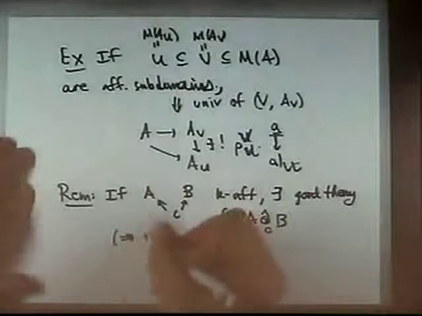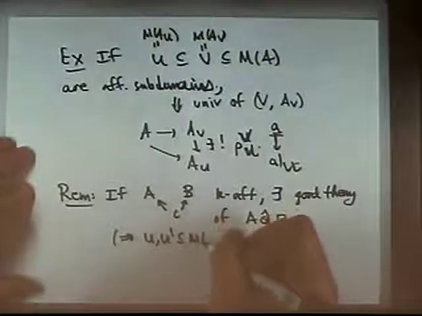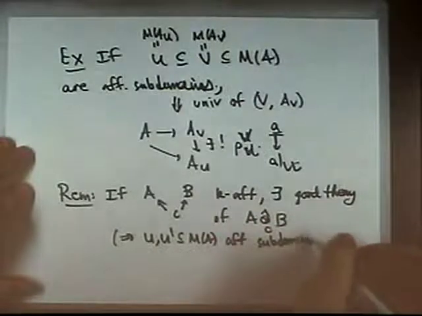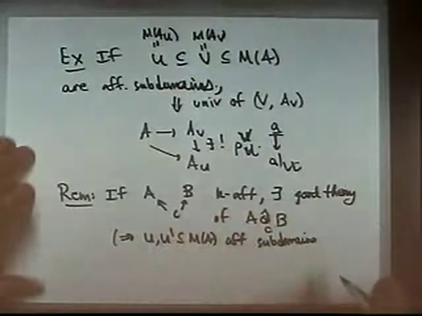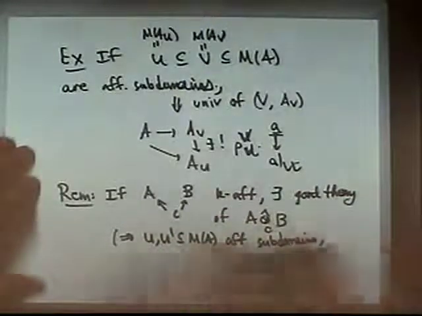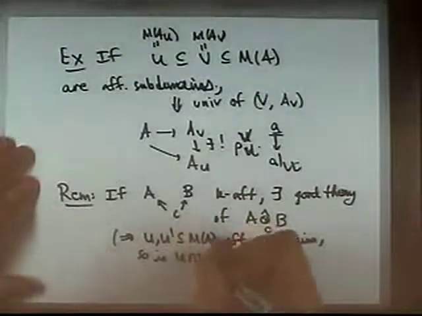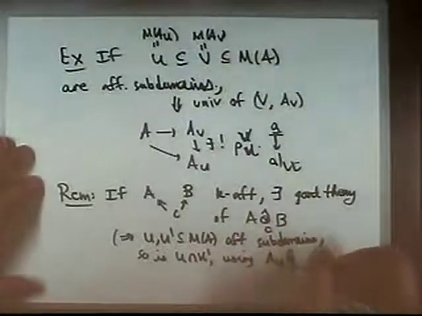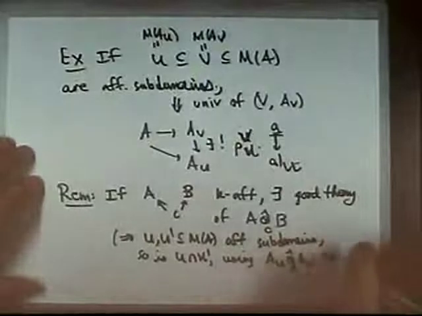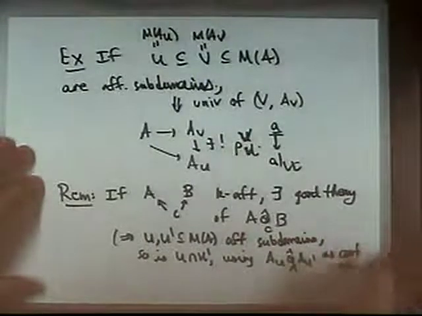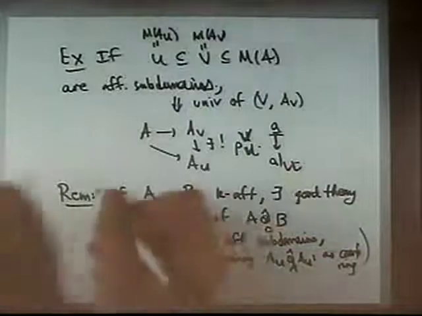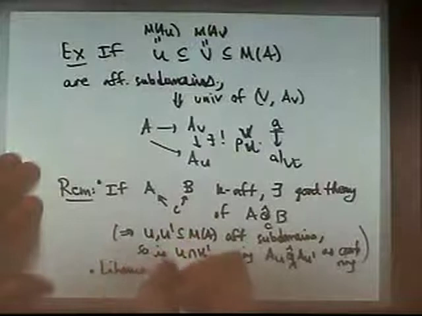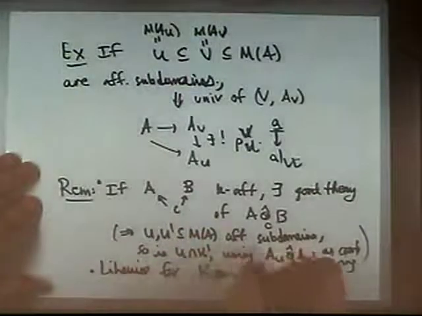This implies that if U and U' in M(A) are affinoid subdomains, this is characterized by a universal property of the type that's not surprising. If these are affinoid subdomains, then so is the intersection, using A_U completed tensor over A_U' as coordinate ring. It's just a simple matter of unwinding the universal properties of everything in sight. That's remark number 1. And remark number 2 is, I'll just say, likewise for extension of the base field.